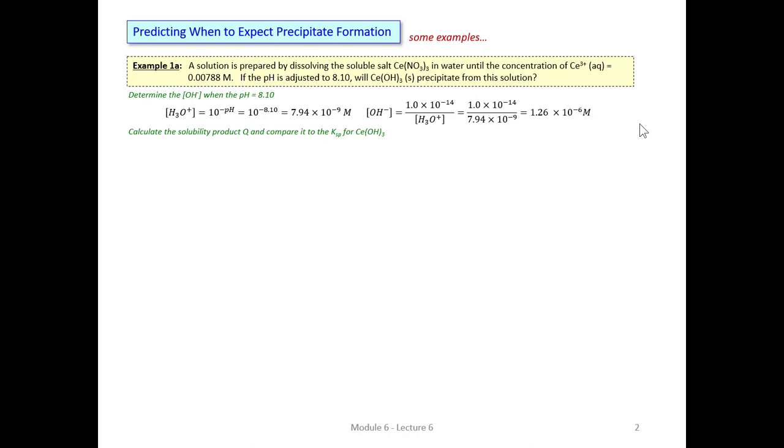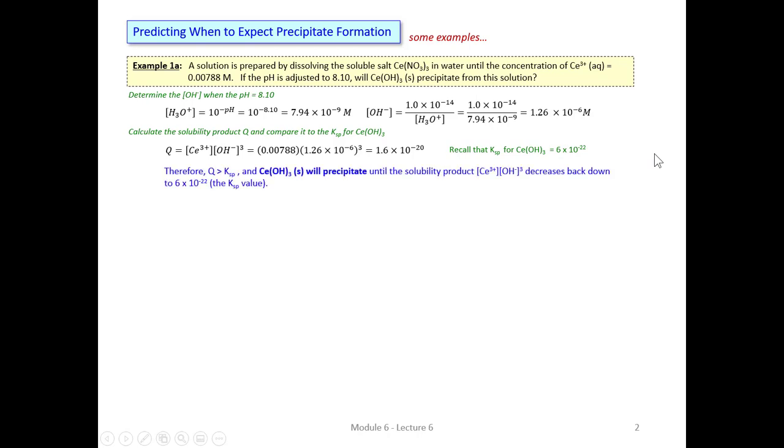Now we'll calculate the solubility product Q and compare it to the KSP for cerium hydroxide. So remember, Q you calculate with the same expression that you see for the KSP, only now we don't know whether this thing's at equilibrium, so we just slap in these concentrations, 0.00788 for cerium-3 plus, 1.26 times 10 to the minus 6 for hydroxide. Don't forget to cube that, and we get a Q value of 1.6 times 10 to the minus 20. Well, recall that the KSP for cerium hydroxide is 6 times 10 to the minus 22.